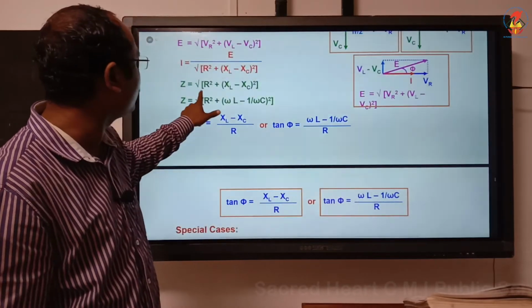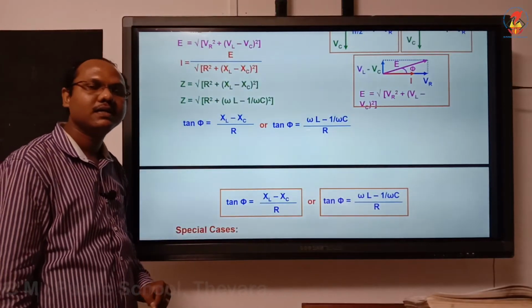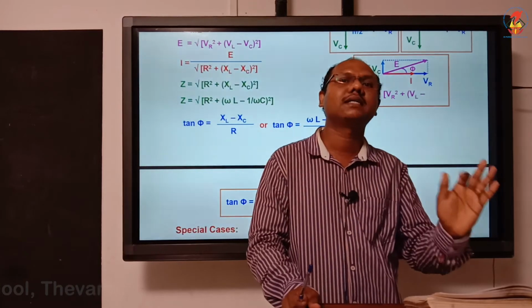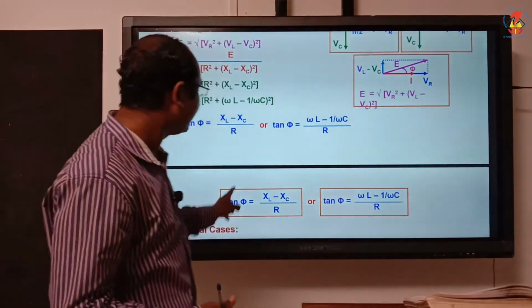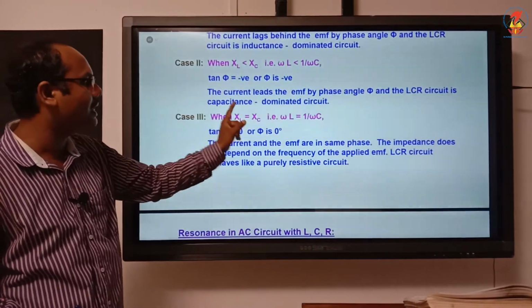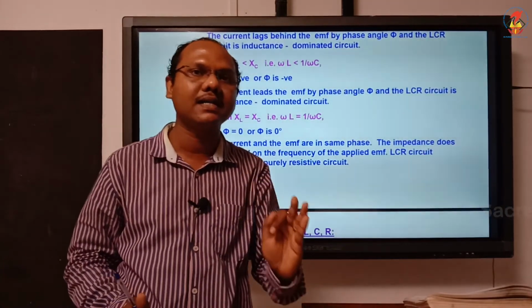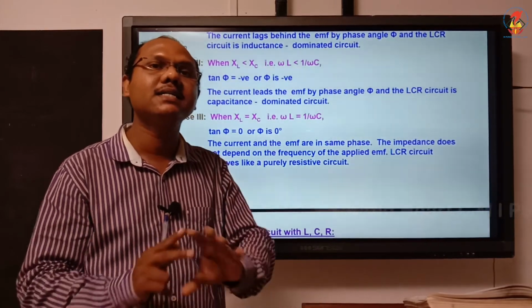The equation for impedance is the root of R squared plus (XL minus XC) whole squared, right? If XL and XC are the same, this term is gone, no? XL minus XC is 0. So Z equals R. That means the impedance of the circuit is equal to the resistance, which means in the third case, where XL equals XC, the circuit behaves like a purely resistive circuit, and the current and voltage are in the same phase.